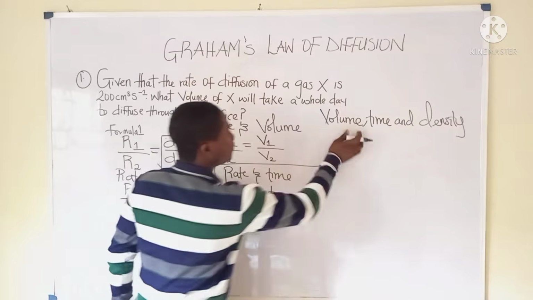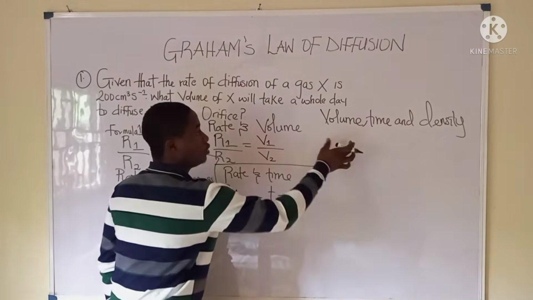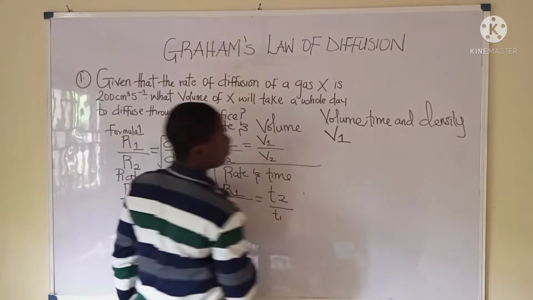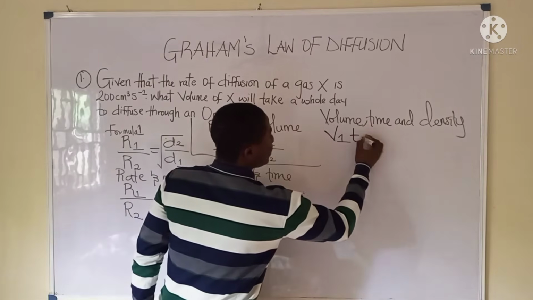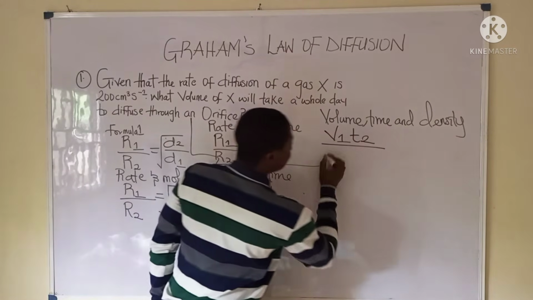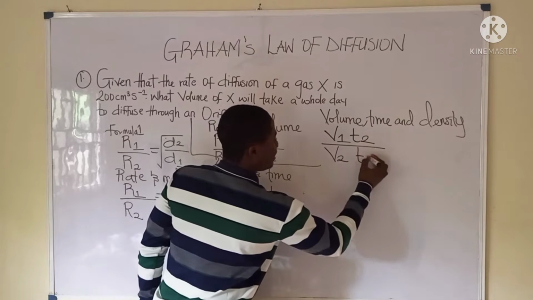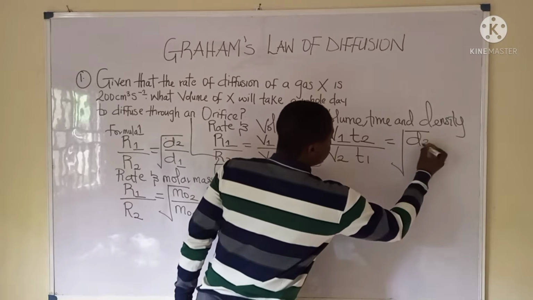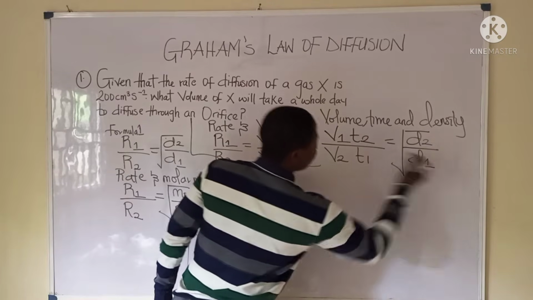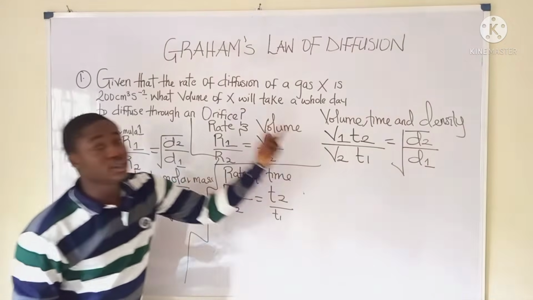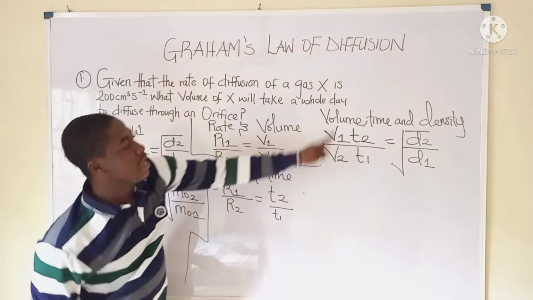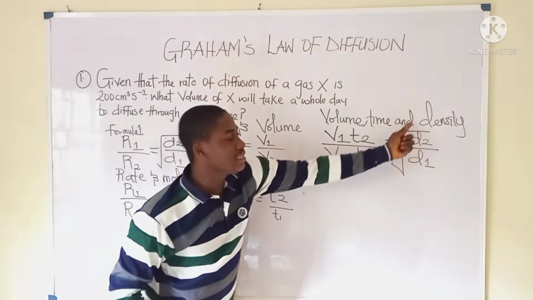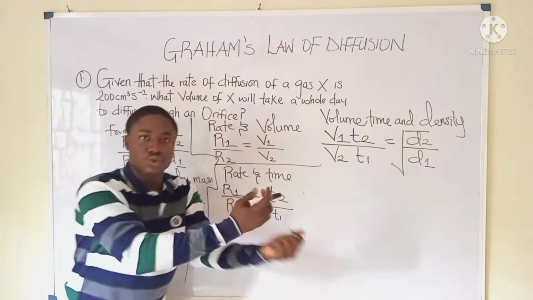The equation is simply, let's write it according to the way it's written here, which is volume, time, and density. So we have V1 T2 over V2 T1 is equal to square root of D2 over D1, because according to rate, volume increases, according to rate, time reduces, and according to rate, density is inversely proportional, which reduces.